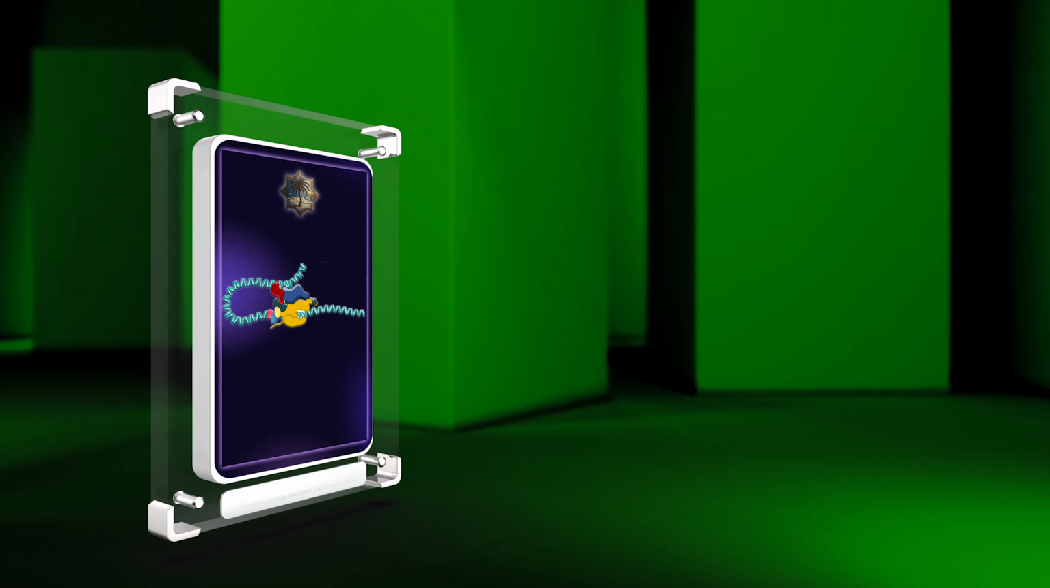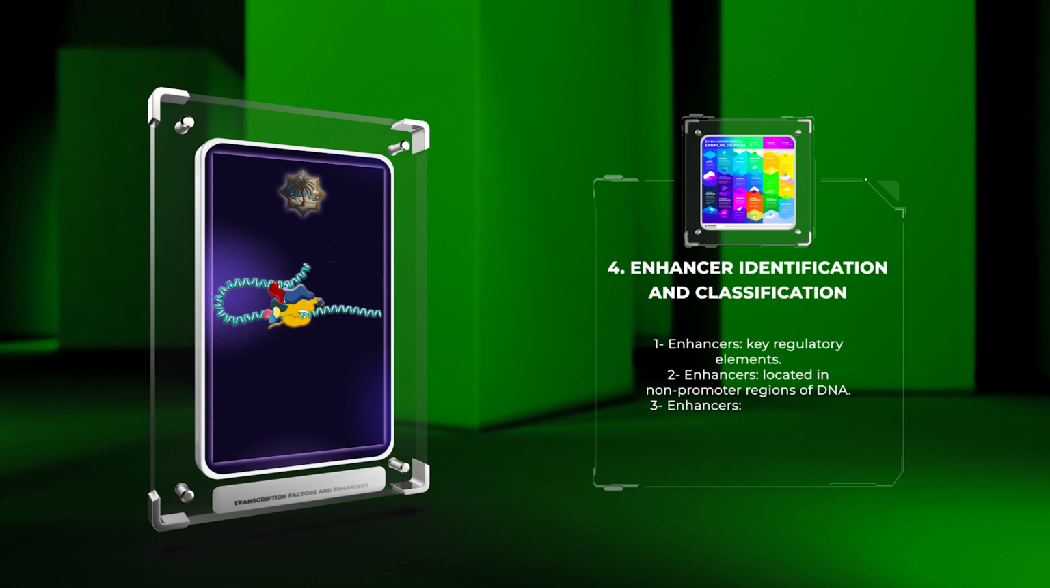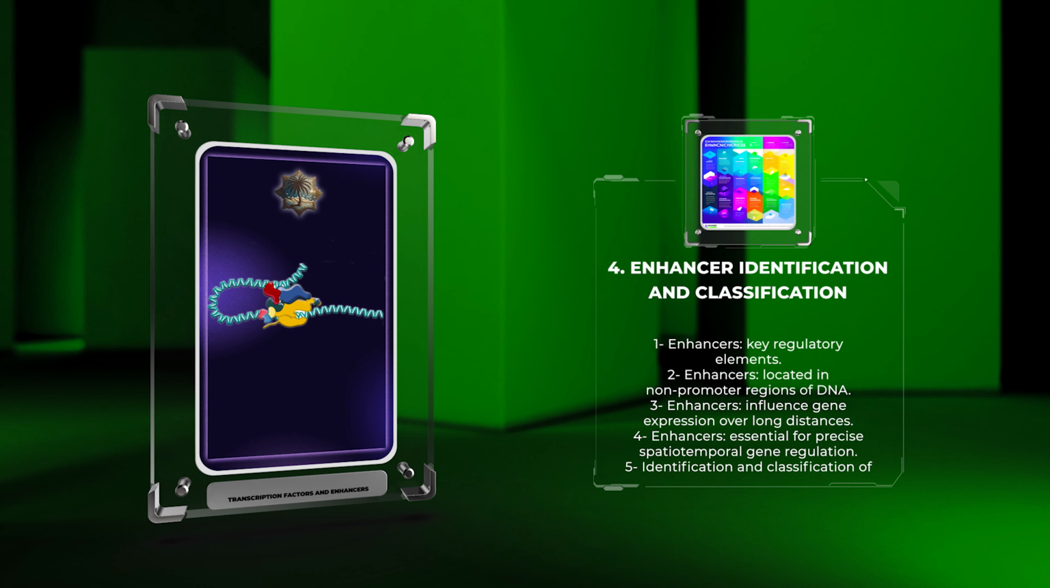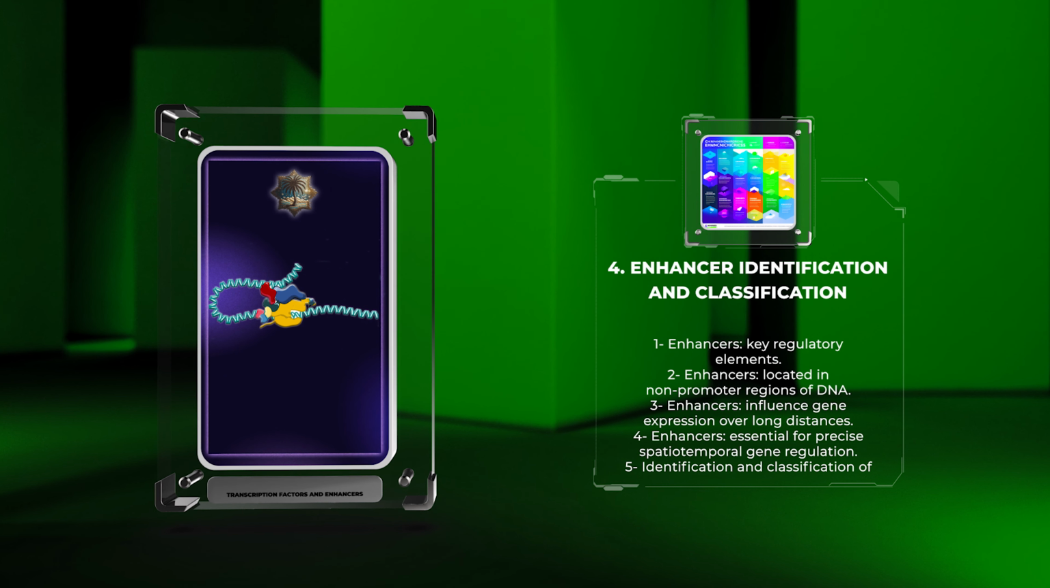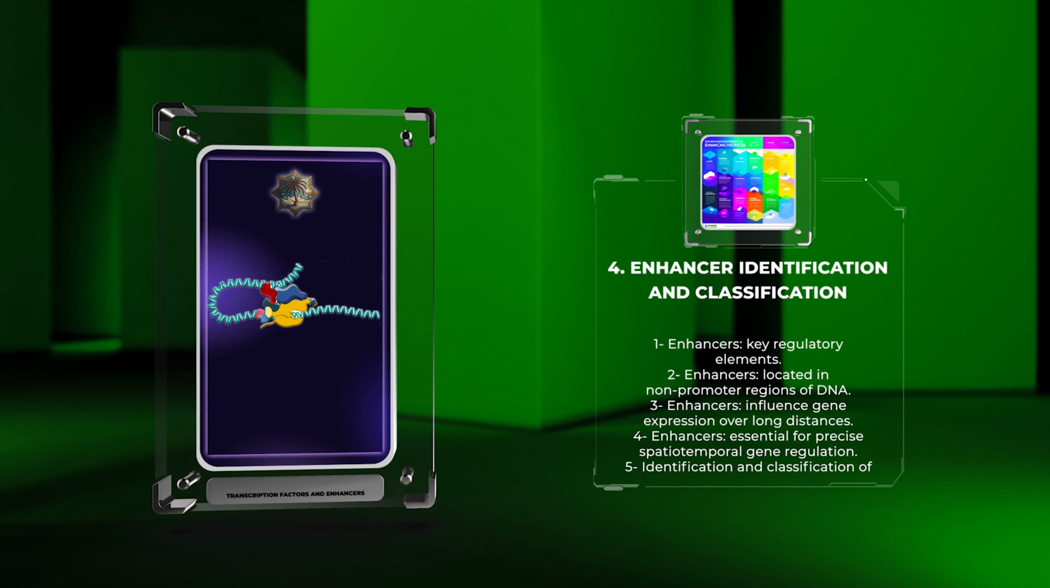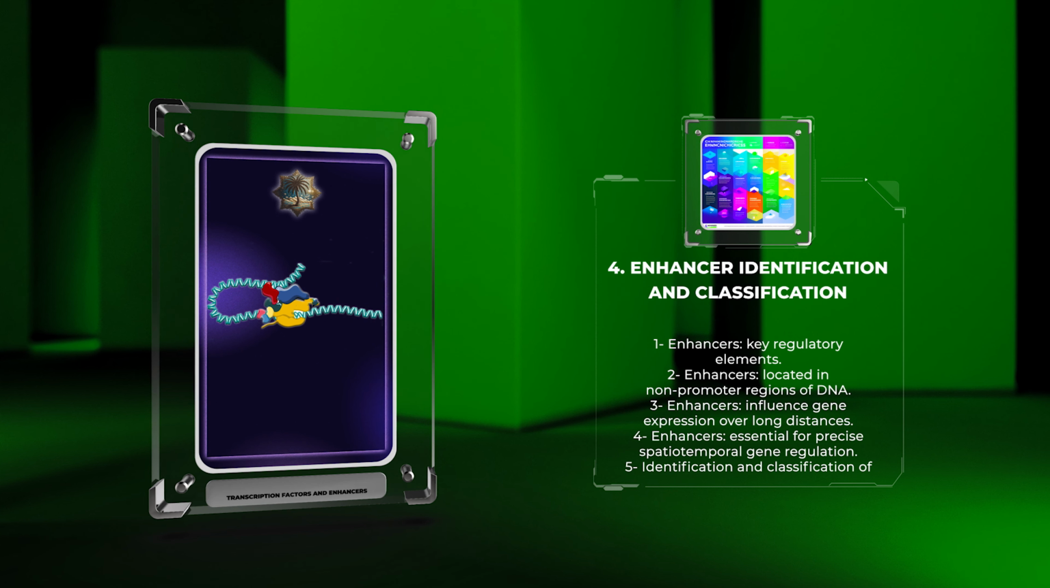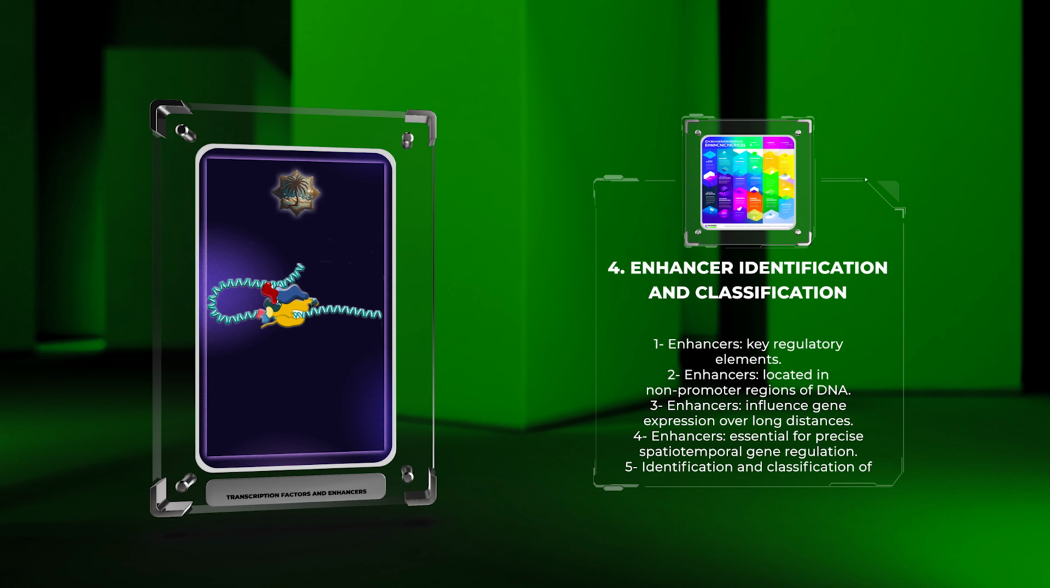Enhancers are key regulatory elements located in non-promoter regions of DNA. They can influence gene expression over long distances and are essential for precise spatiotemporal gene regulation. Identification and classification of enhancers are crucial to decipher their specific roles and understand the complex regulatory networks they participate in.